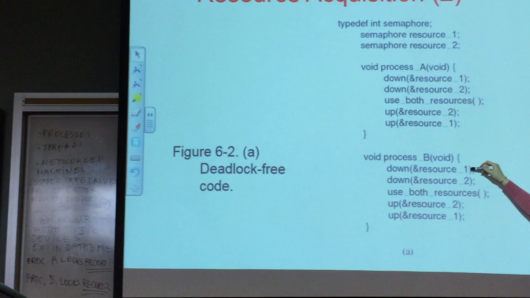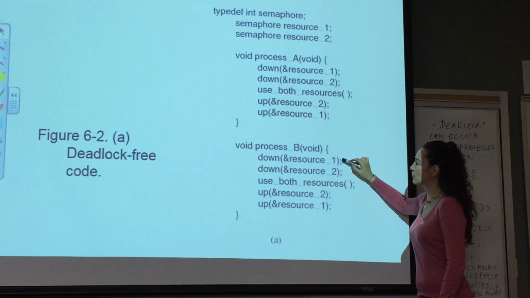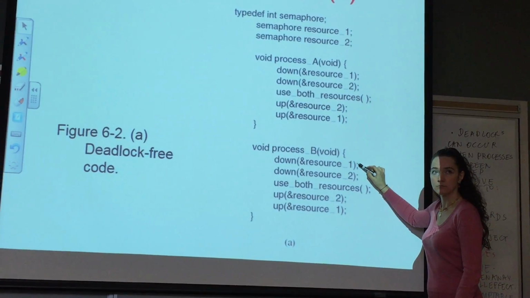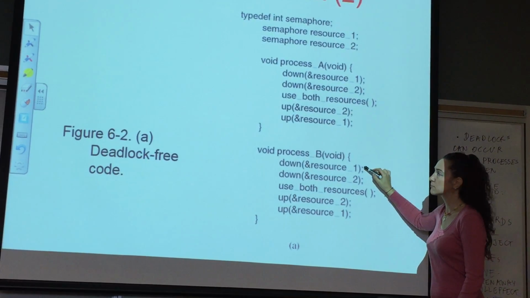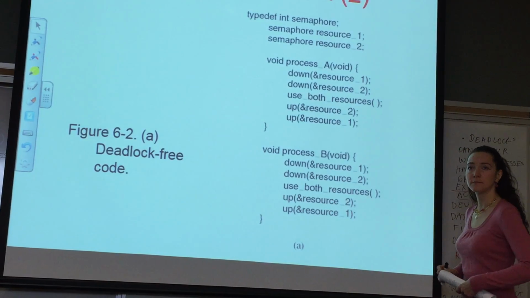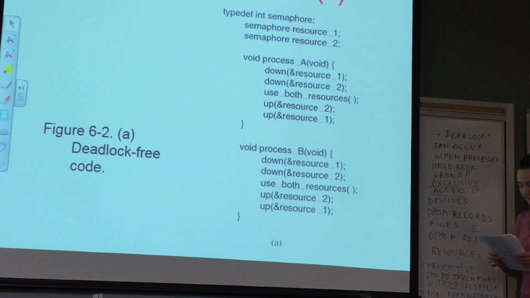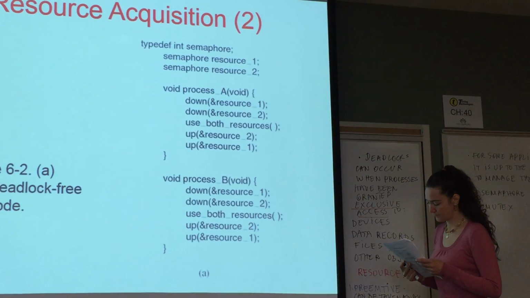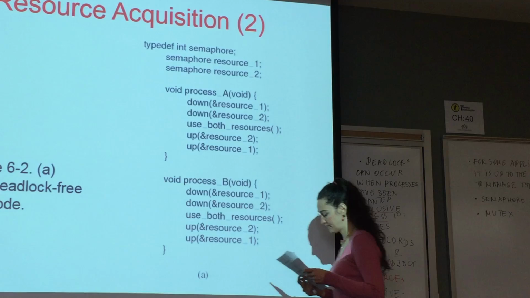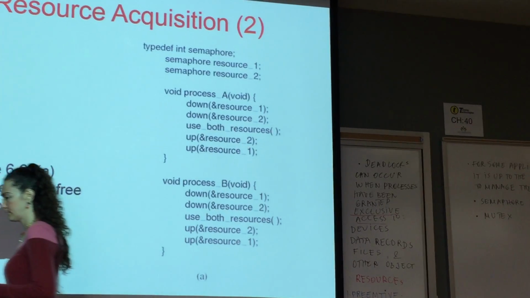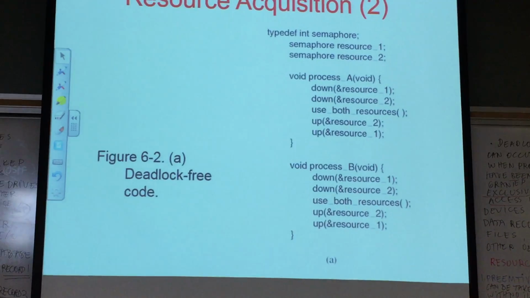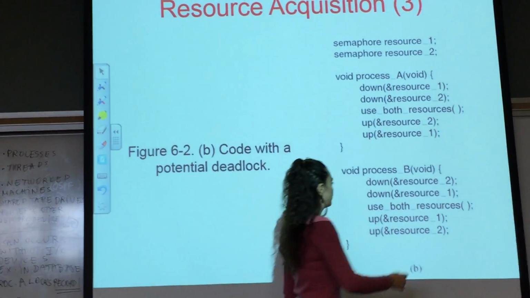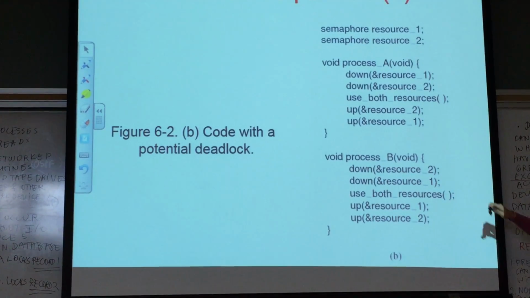What if B requested resource 2 first? What could happen? So let's switch the order here. B requested resource 2 first, and then resource 1.